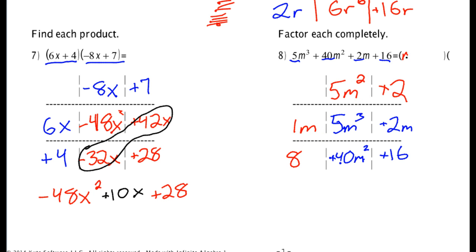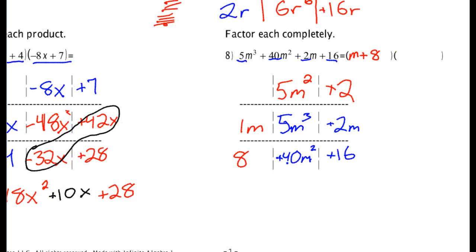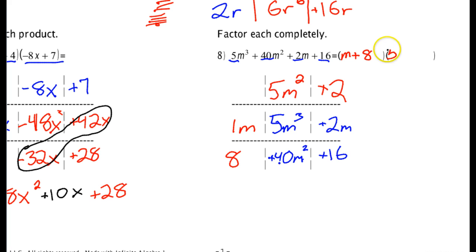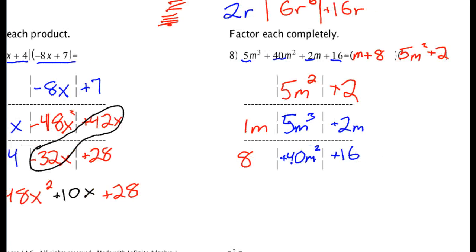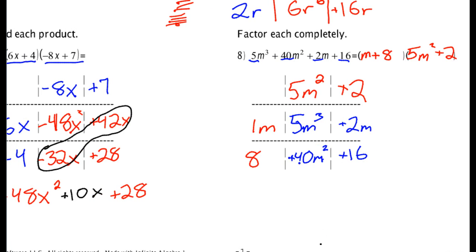I'm going to write just m plus 8 and 5m squared plus 2. That's the process. Not too bad.